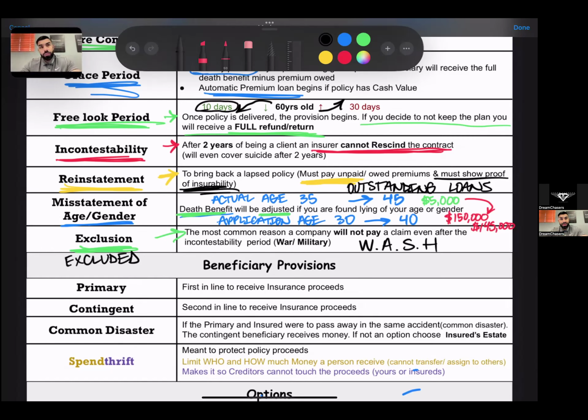The A is aviation, which a lot of companies will not cover pilots, stewardesses, for example. Why? Because their life is more at risk, they're out on a plane daily. So they may exclude that. The S is suicide, and that's with every company within the first 2 years, it is excluded. And the H is hazardous hobbies or occupation. So let's say, for example, my job is a skydiving instructor. That's pretty hazardous, right? Because I'm jumping out of a plane multiple times on a daily basis. That's a high risk. So some companies will exclude that from being covered. Okay. So exclusions, easy acronym is WASH.